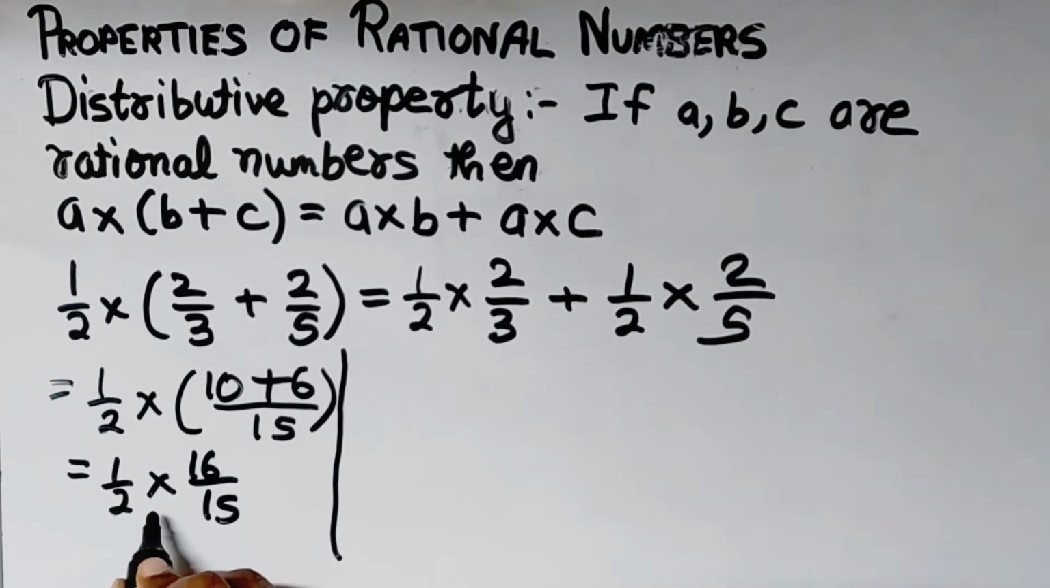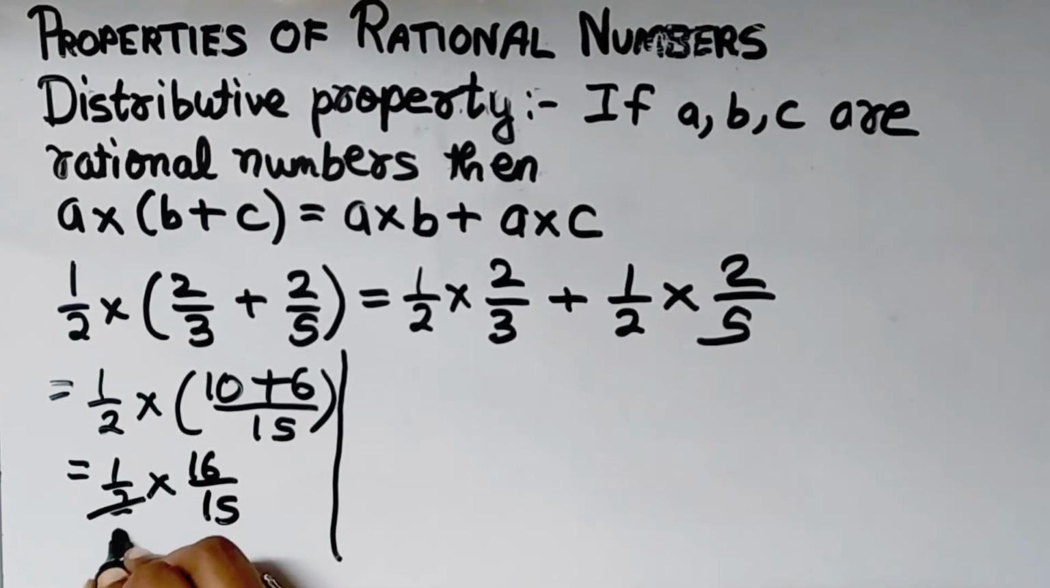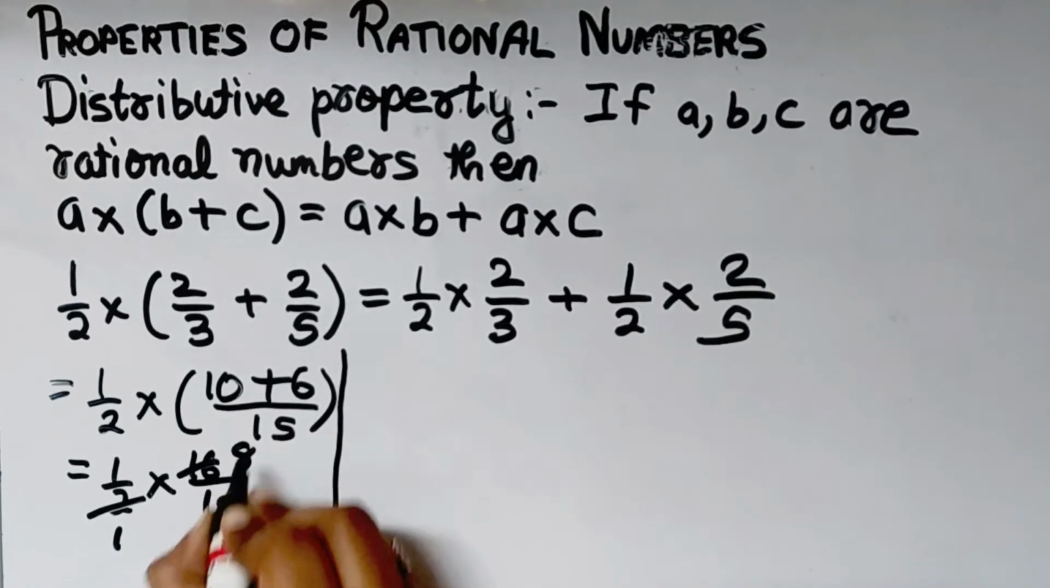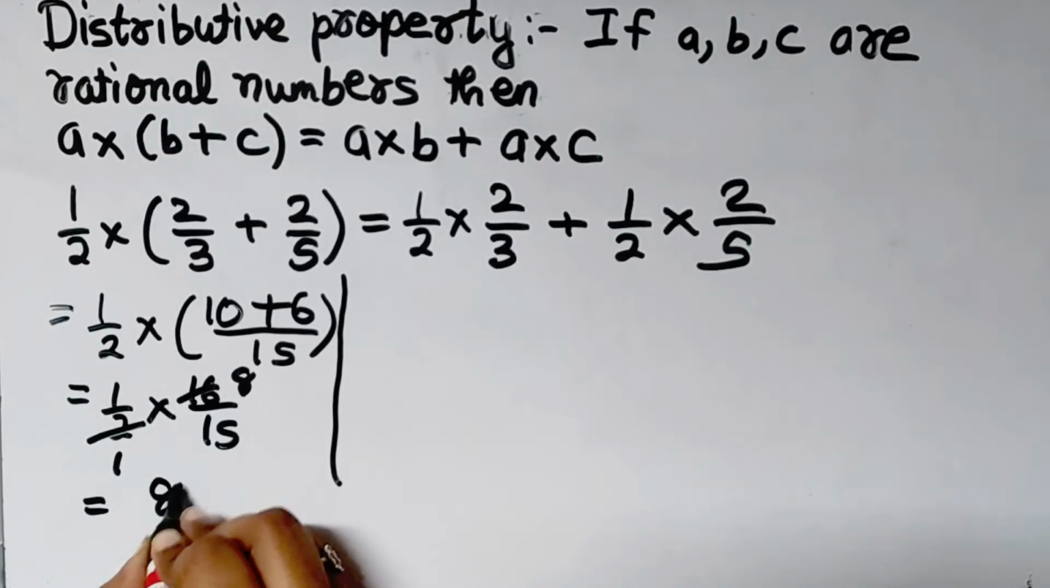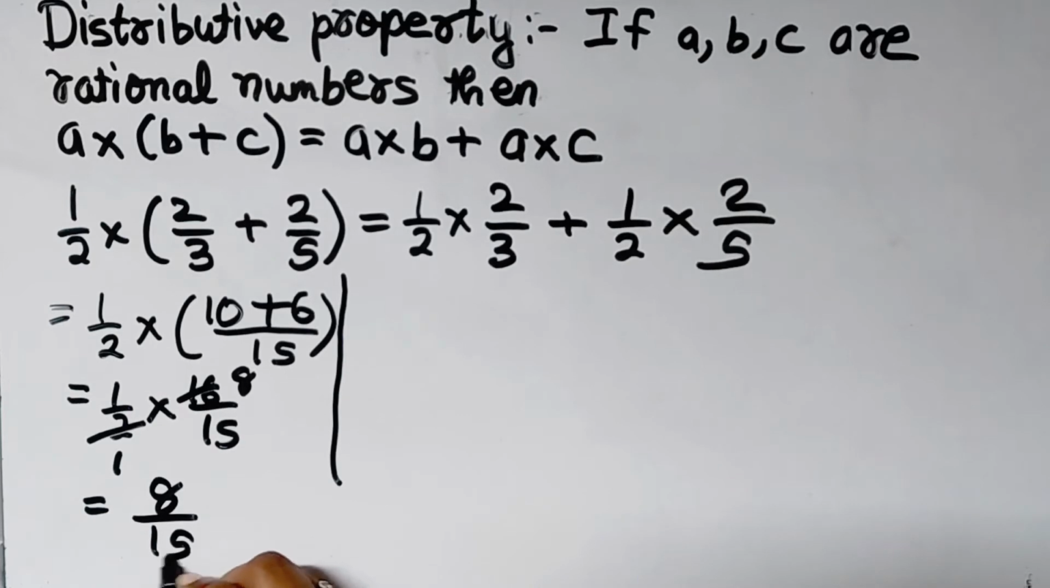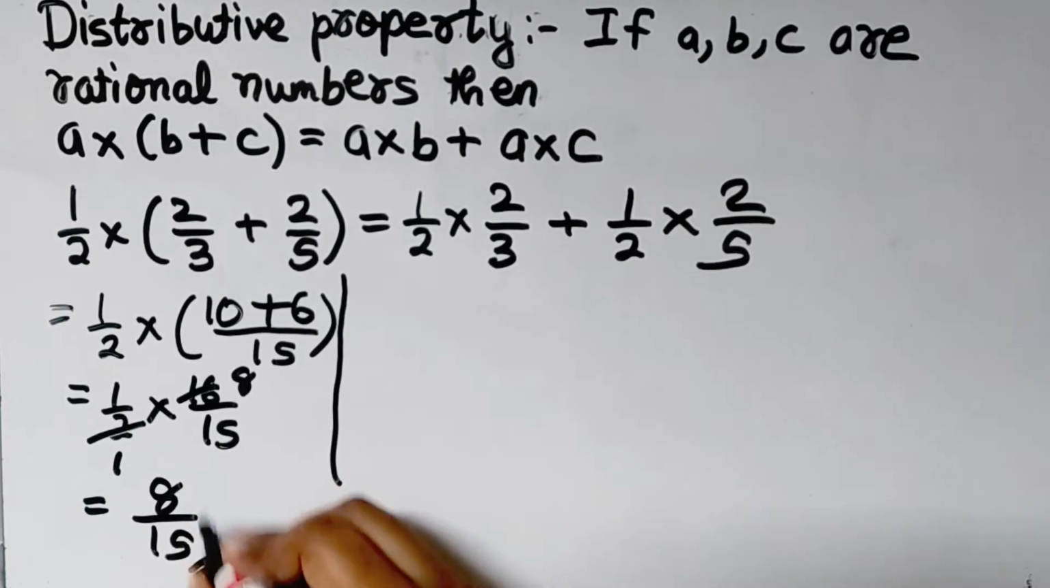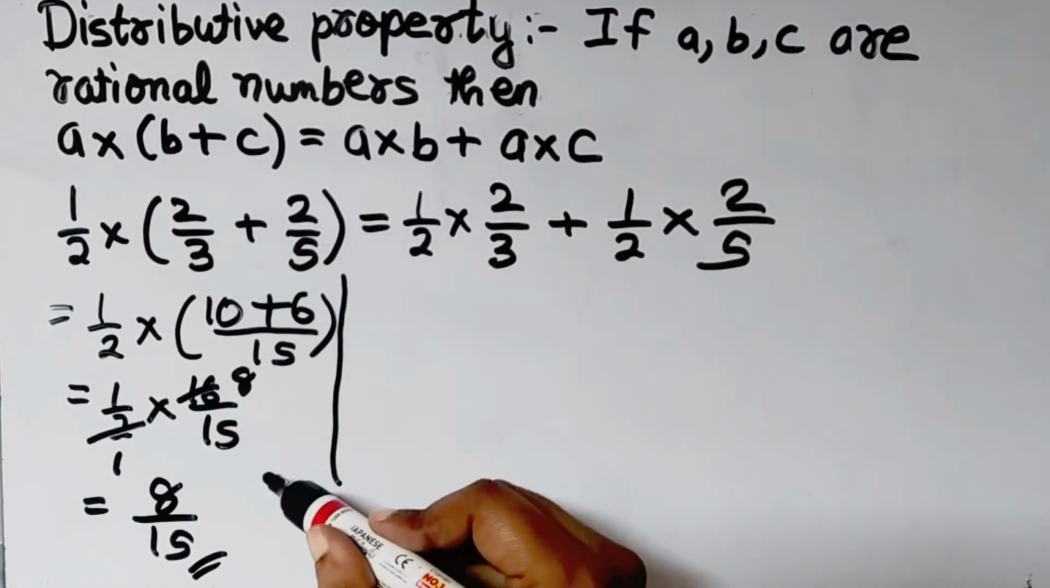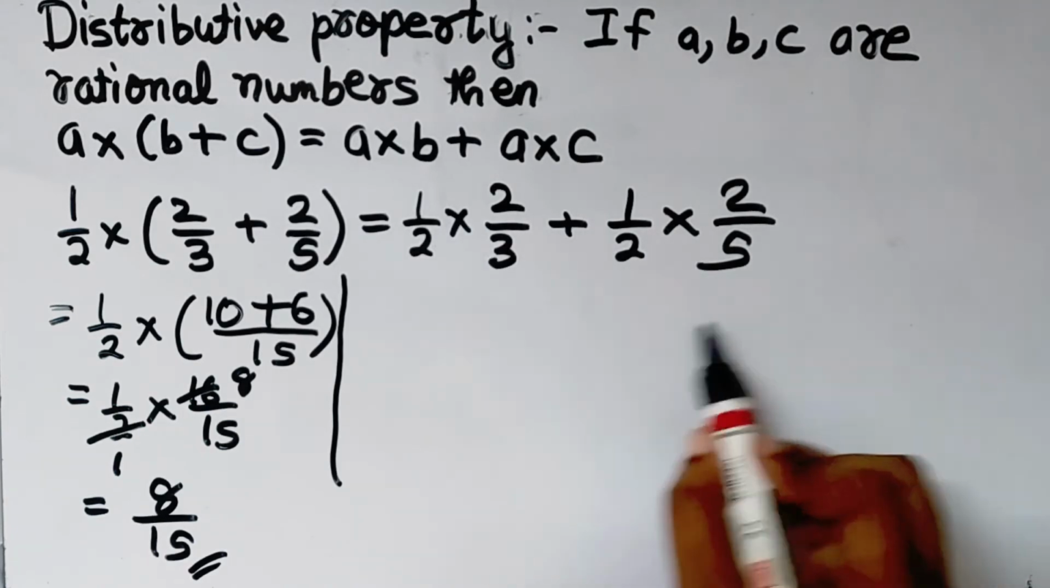Here multiplication sign is there, so this numerator and denominator we can cancel here. 2 1s are 2, 2 8s are 16. So it will be 8 upon 15. So this is the answer we are getting when we solve this side. Now we will solve this side separately.